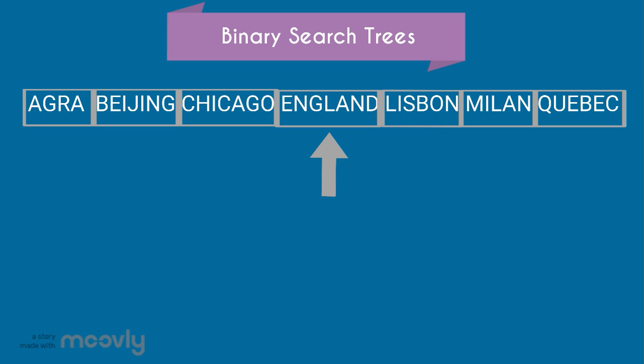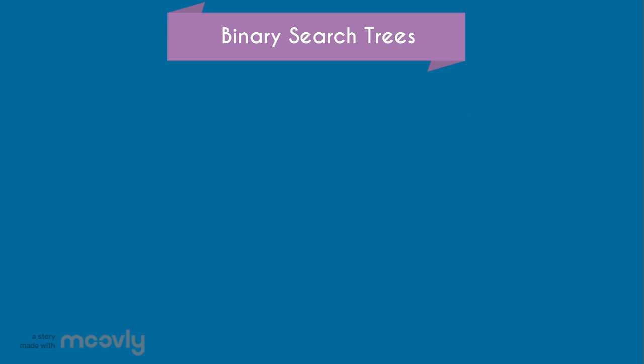Lisbon comes after Chicago in the alphabet, so we disregard the second half of the array and focus on the first. Now, we find the middle of the first half of the array, which is Beijing. Agra comes before Chicago in the alphabet, so we look at the right side of Beijing. Chicago is the key itself, and so we have successfully performed a binary search.